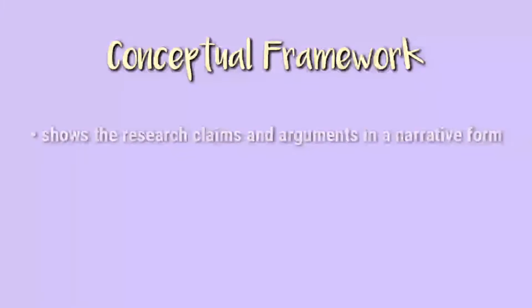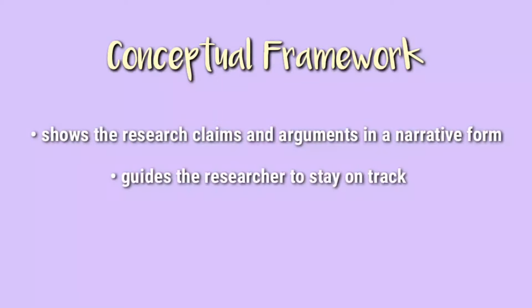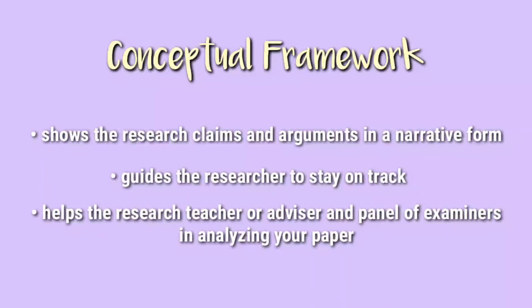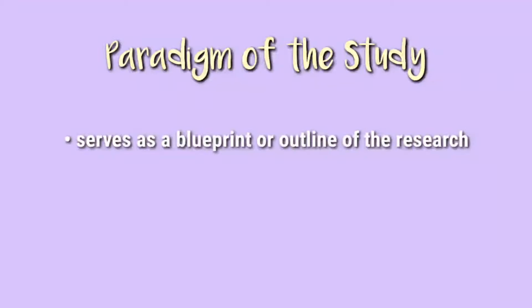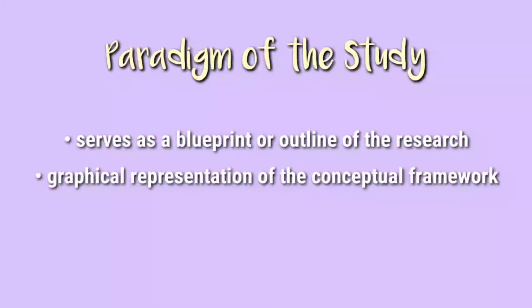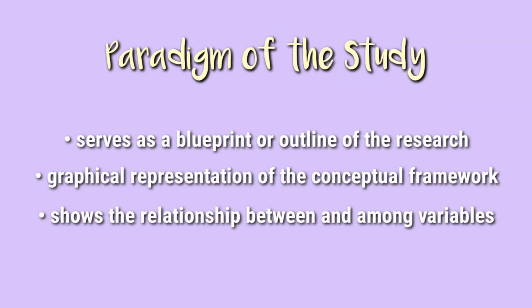Conceptual framework shows the research claims and arguments in a narrative form, guides the researcher to stay on track, and helps the research teacher or advisor and panel of examiners in analyzing the research paper. This is followed by the paradigm of the study. This serves as a blueprint or outline of the research and a graphical representation of the conceptual framework. The variables and the relationship with each other are showcased through the use of lines, arrows, and rectangles or squares. Here is an example for quantitative research.